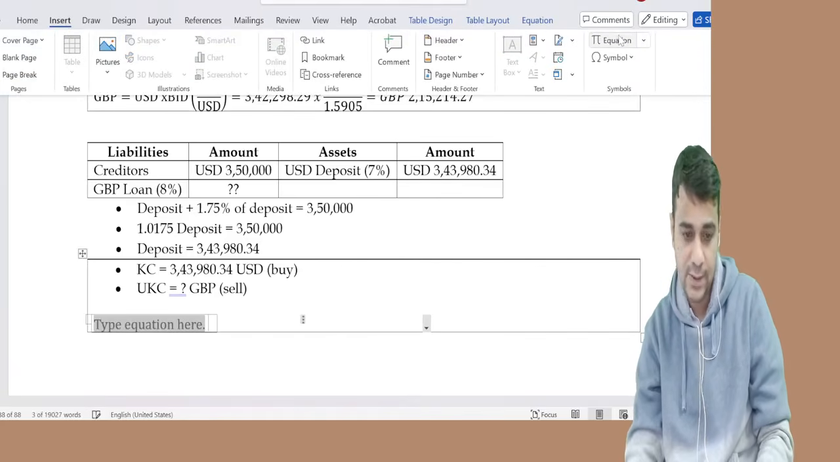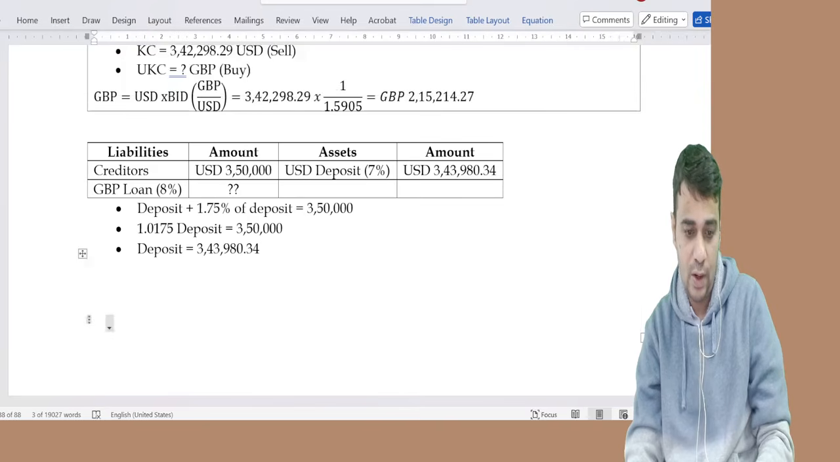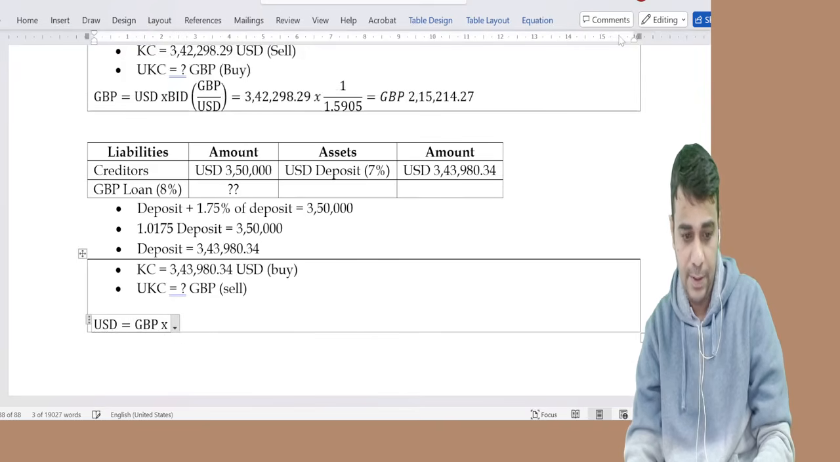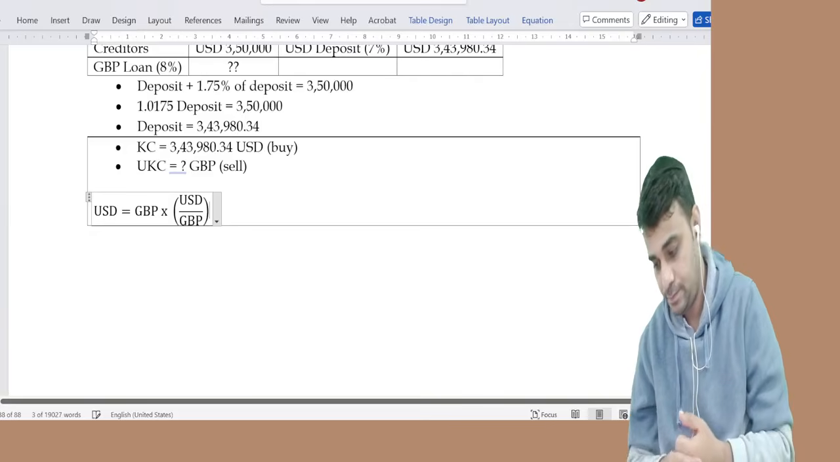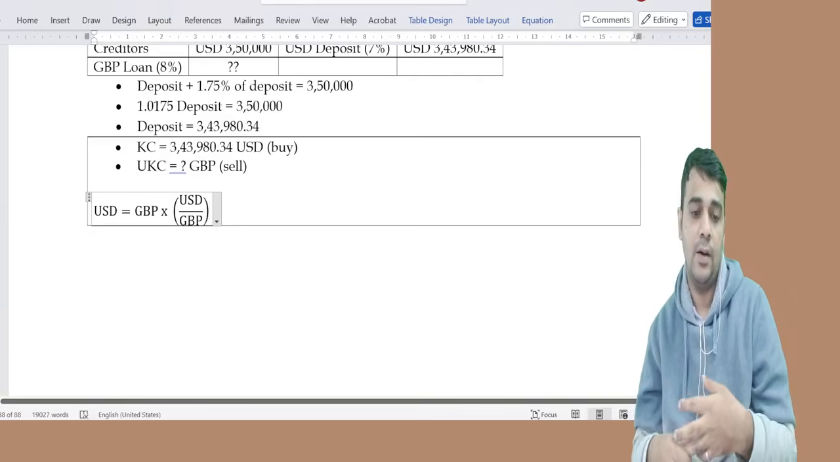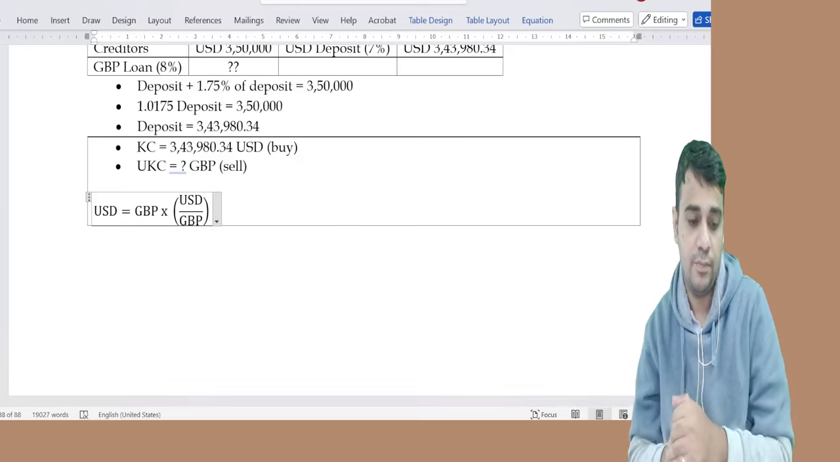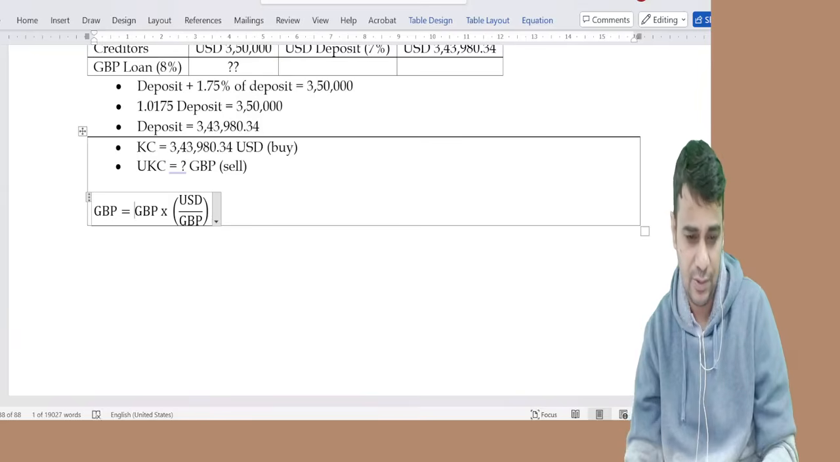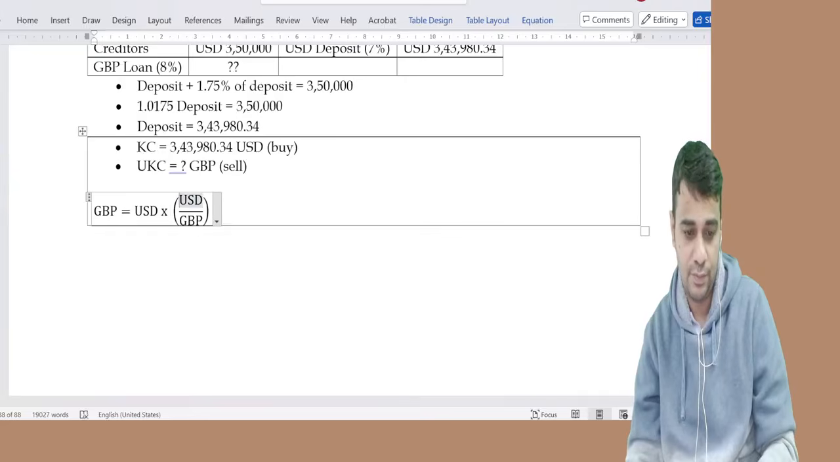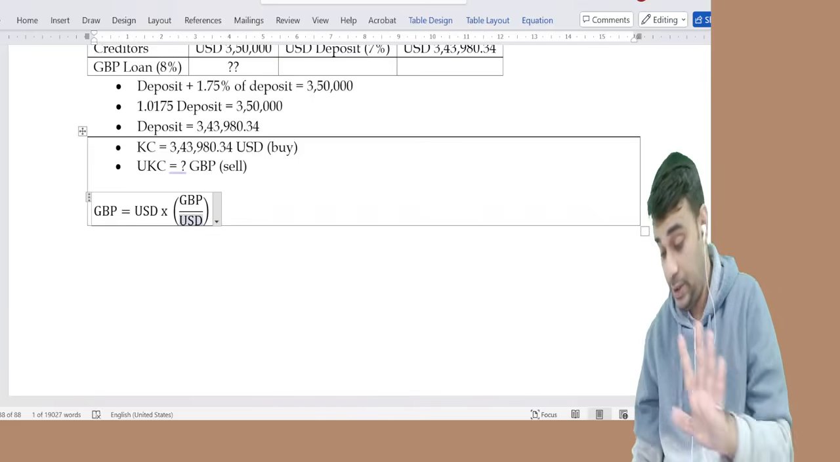We are buying dollars. US dollar is equal to GBP into USD per GBP. Sorry, GBP is equal to USD into GBP per USD.